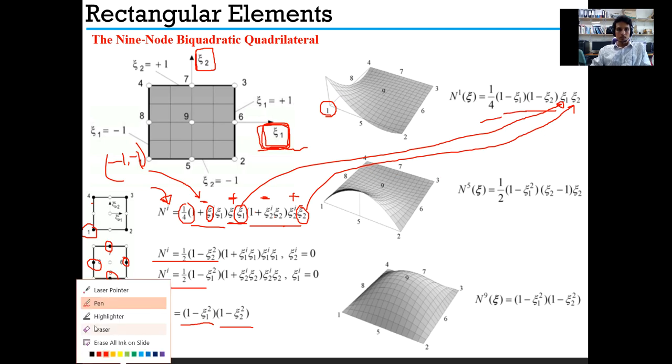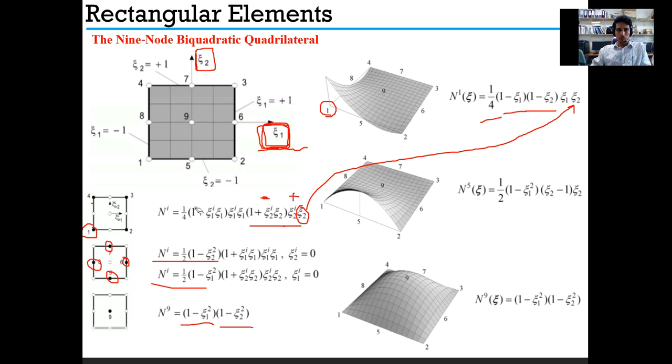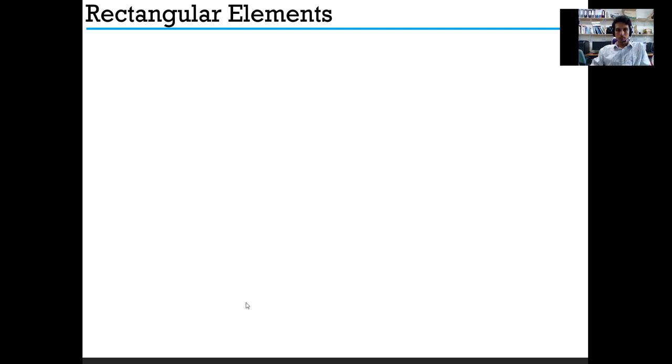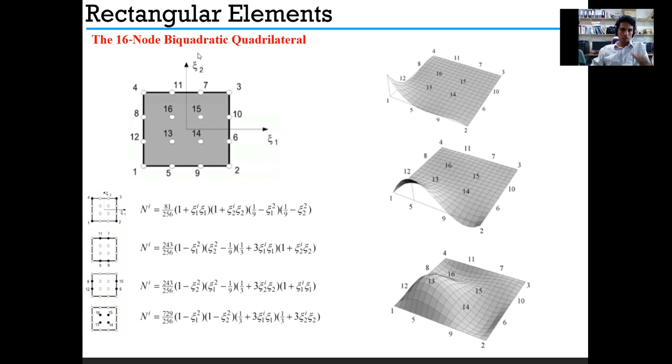Okay, similarly for these points, for 0.5, we will just plug in the coordinates of the 0.5, plug in the points of this node 5, and we will get this equation, and from this equation the visualization will be like that, and we will get this equation for the 9. For 16 node bi-cubic quadrilateral, the equations is like that. You just need to plug in the coordinates, and we'll get these results.